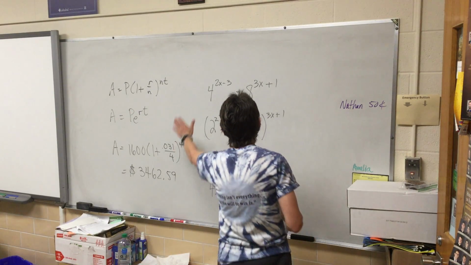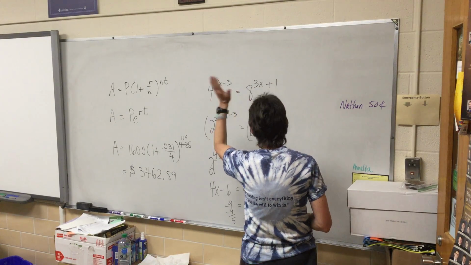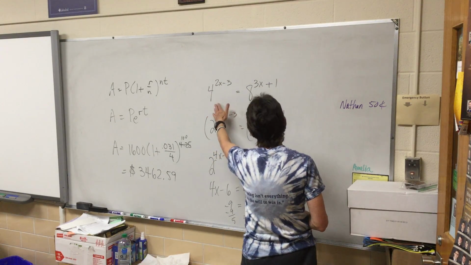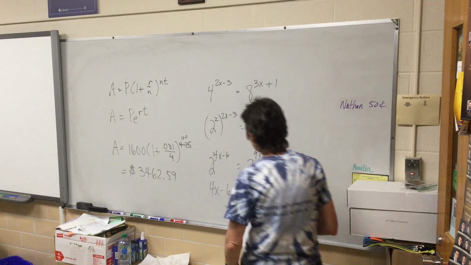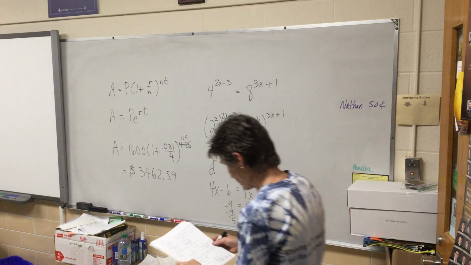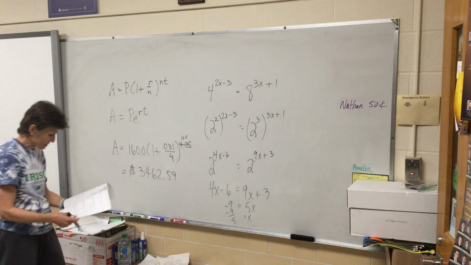If you have a problem like this on the no calculator part of the test, you will have to get a common base. So the base may not be 2 that you get, but you're going to have to get some kind of common base, because that's the only way to do that without using logarithms.